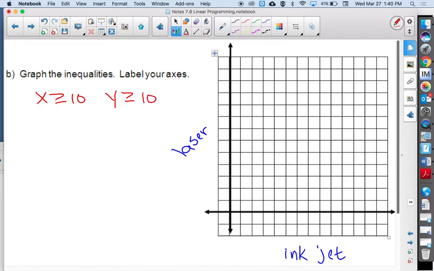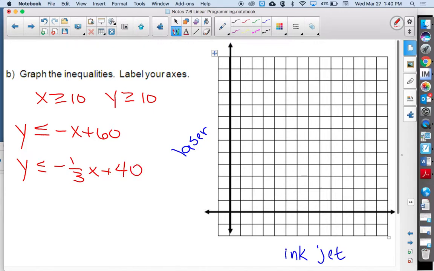Chelsea, in y equals form, what would the other inequalities be? Y is less than or equal to negative x plus 60. And then y is less than or equal to negative 1/3 x plus 40. You said 40. Yep.